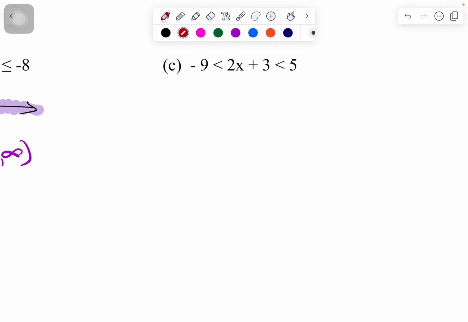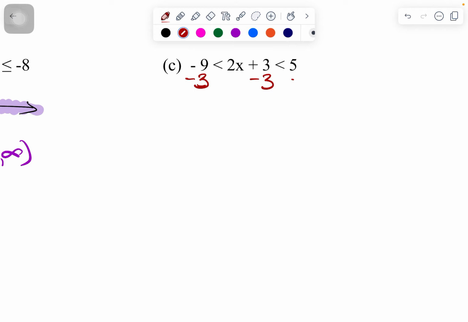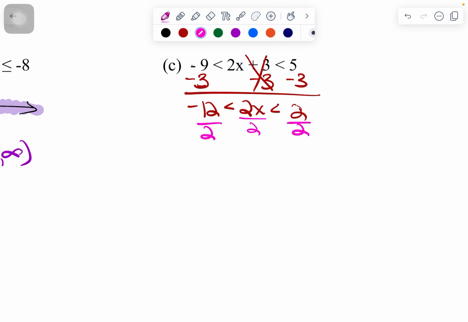So we're going to do the normal steps that we would do to solve an equation. I'm going to subtract 3, but I've got to do that to all 3 parts of the conjunction. So -3 here and -3 here. So -9 minus 3 is -12, less than 2x. +3 minus 3 is gone. 5 minus 3 is 2. Okay, and then I'm going to, of course, get rid of the times by 2 by dividing by 2. Again, all 3 pieces. So -12 divided by 2 is -6, is less than x, which is less than 1.